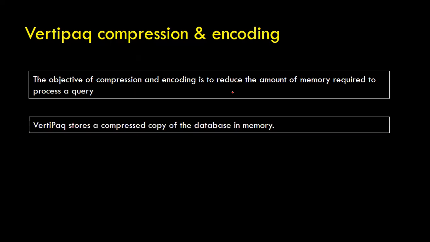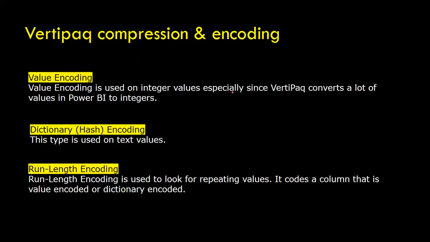VertiPaq stores a compressed copy of the data in memory. That is what we discussed. There are 3 types of encoding: value encoding, dictionary encoding, and the third is run length encoding.